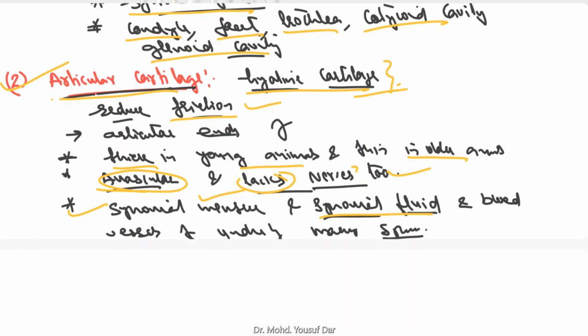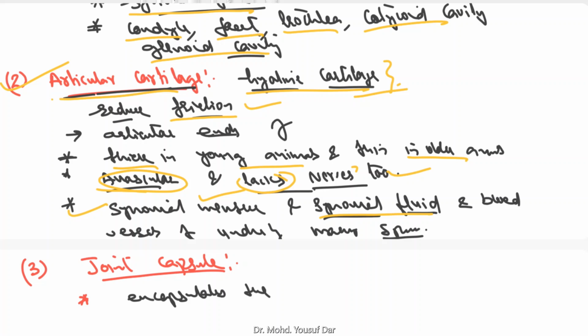Now coming to the third component, the joint capsule. The joint capsule completely encapsulates the diarthrodial joint. It is a membranous sac that completely encapsulates the diarthrodial joint.